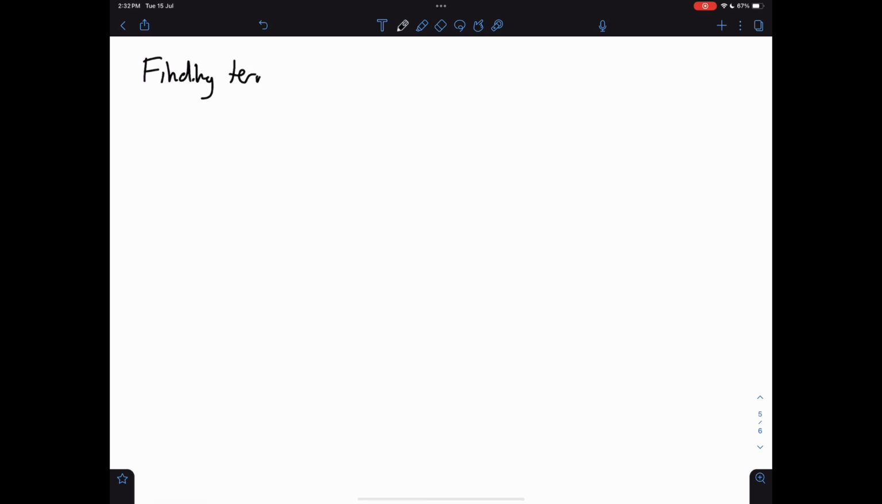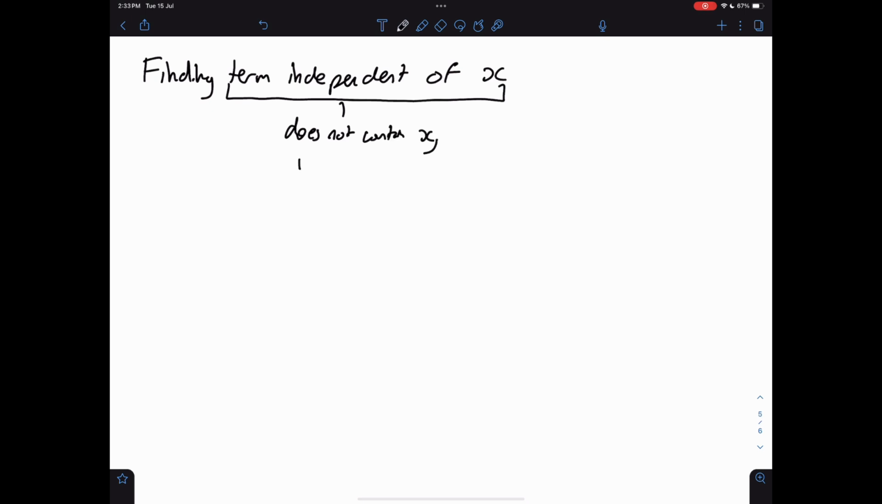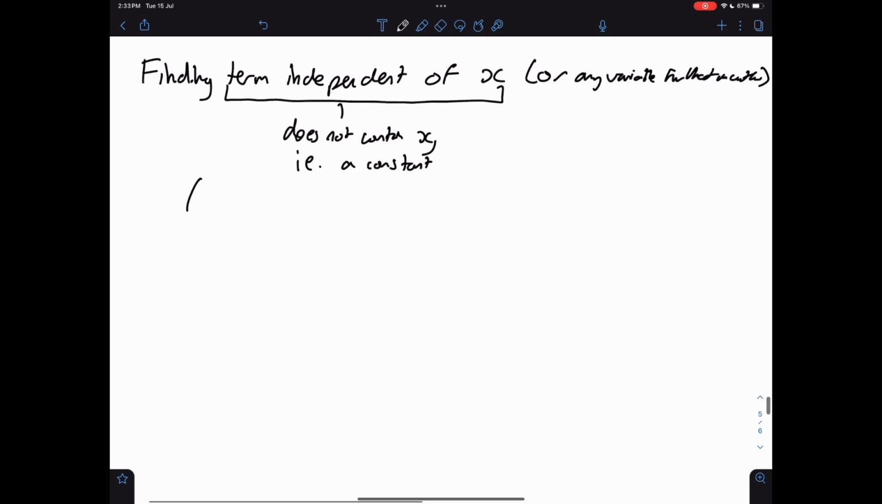Okay, so finding the term independent of x. This is another very common question type in this topic. So the term independent of x just means it does not contain x, i.e. a constant. And you could say term independent of y if your expansion was like y plus 5 to the power of 10 or whatever. But the point is any variable can work, but the point is it's a constant.